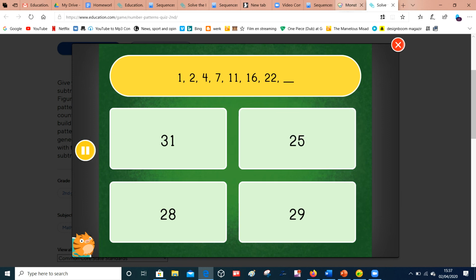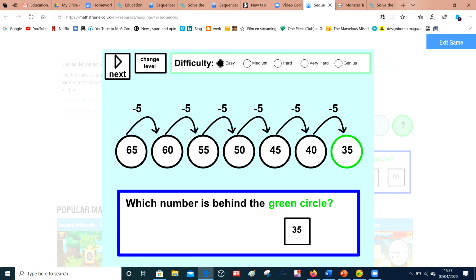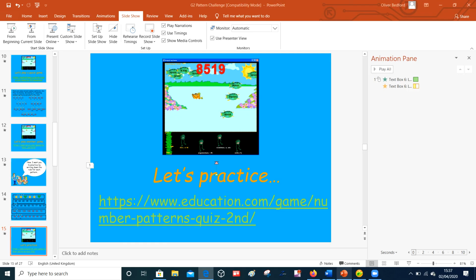So we've got 3 games for you to play with. 1, 2, and 3. Play with any of these to practice your number patterns at any time. Good luck and have fun.